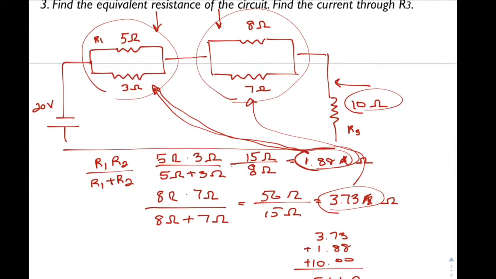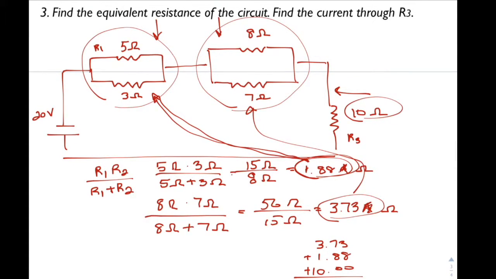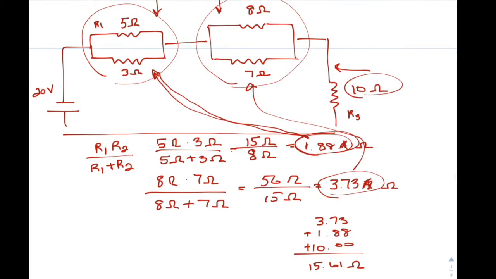So the question asks, find the current through resistor 3. If I want to find the current through resistor 3 and I have the equivalent resistance, I can consider this combination circuit now a series circuit, because I have three resistors in series. Then I know that current remains the same through each of these resistors because they are in series. So I can use the equivalent resistance and the voltage of the battery to solve for the current that will be going through each of these three resistors equally.